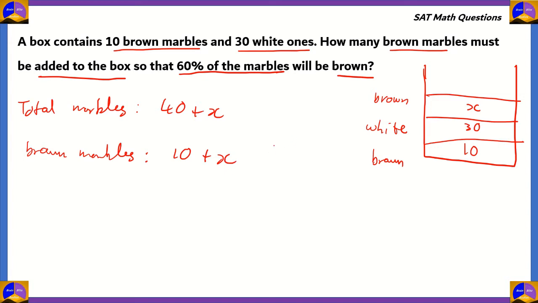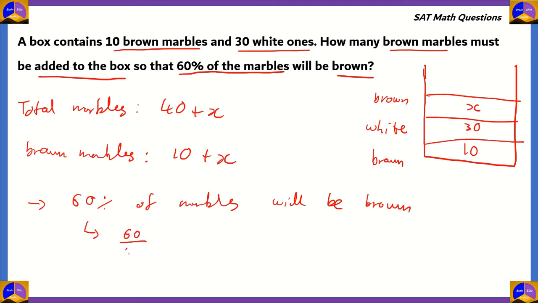Now, when the number of brown marbles is 10 plus x, the question says that 60% of marbles will be brown. So 60% would mean 60 divided by 100. That is 6 by 10, which is 3 by 5. So if we were to take the ratio of brown marbles to the total number of marbles in the box, that will be 10 plus x divided by 40 plus x, that will be equal to 3 divided by 5. So let's cross multiply.